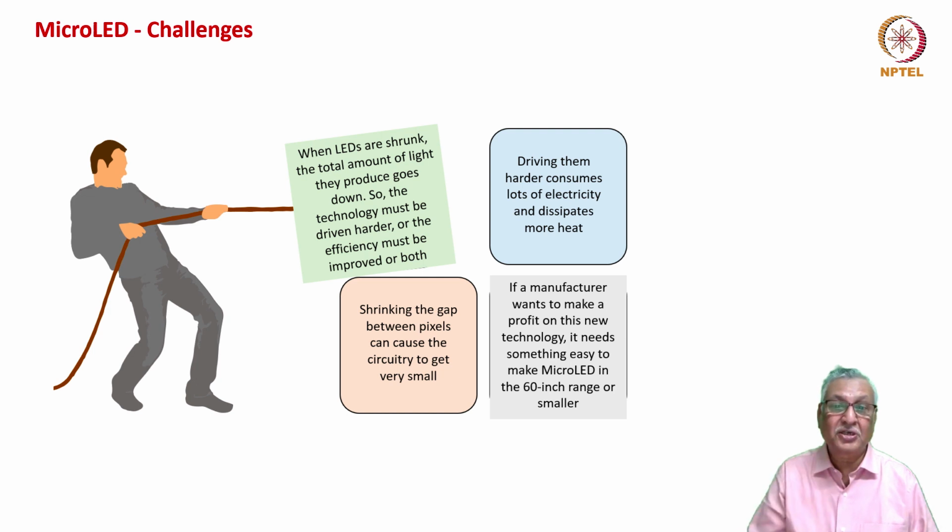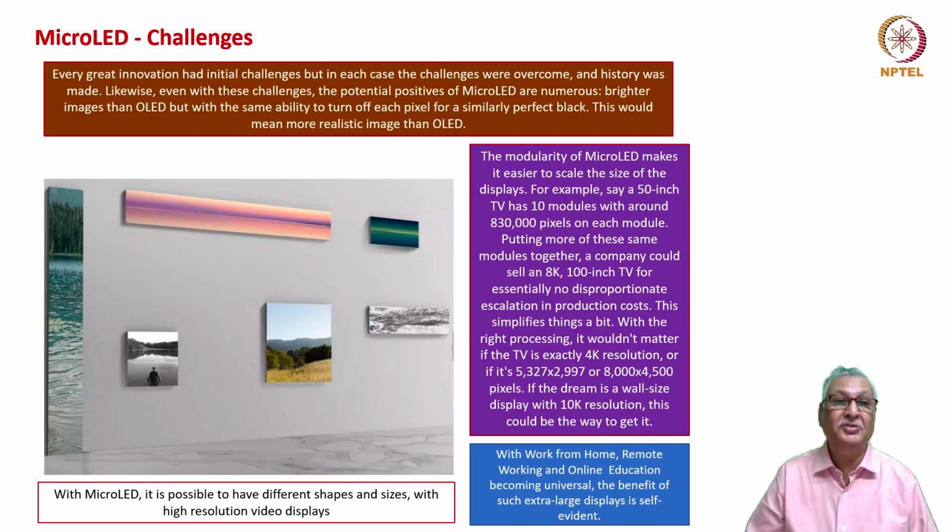When LEDs are shrunk, as is required in MicroLED, the total amount of light they produce goes down. So the technology must be driven harder, or the efficiency must be improved, or both. And driving them harder consumes lots of electricity and dissipates more heat. Shrinking the gap between pixels can cause the circuitry to get very small. So if a manufacturer wants to make a profit on this new technology, it needs something easy to make, the MicroLED in the 60-inch range or smaller, along with the bigger areas.